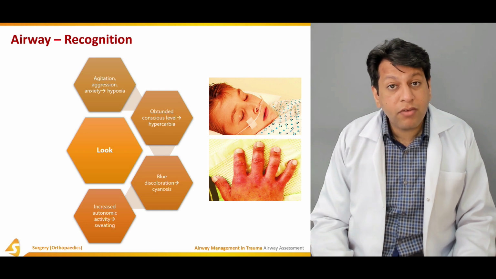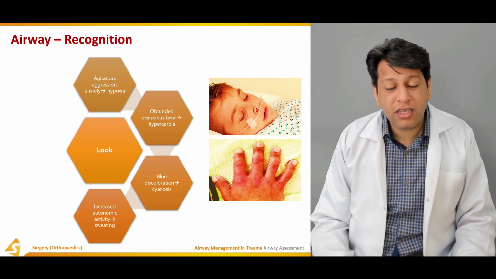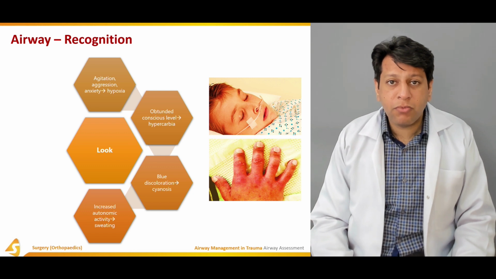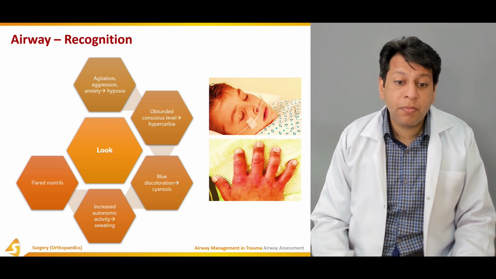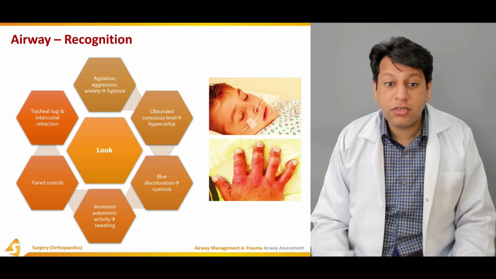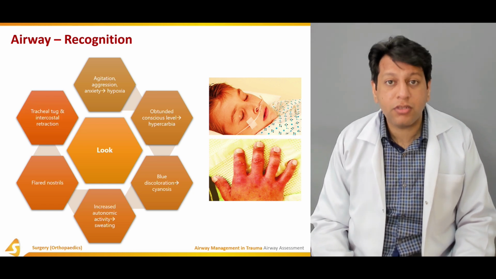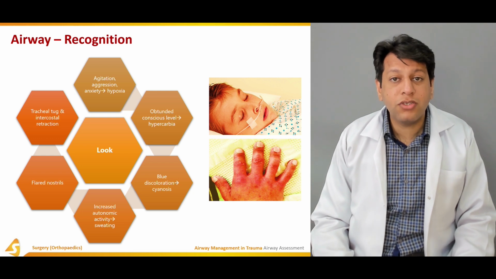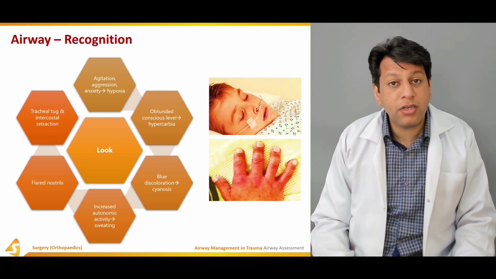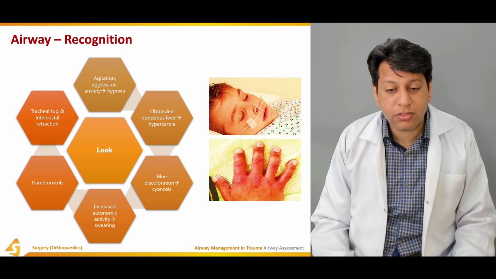Increased autonomic activity, for example sweating, anxiety, and restlessness, may be present in the patient. There may be flared nostrils. There may be tracheal tug or intercostal traction, which may be seen on the examination as well. These signs all indicate that the patient most likely has an airway obstruction.